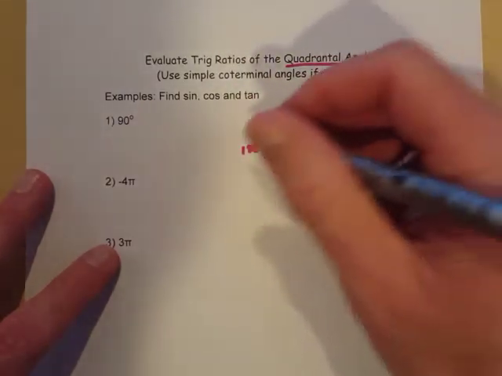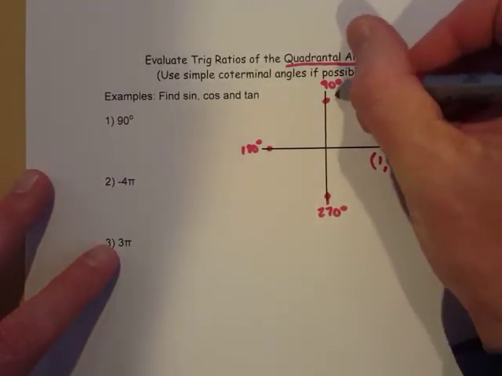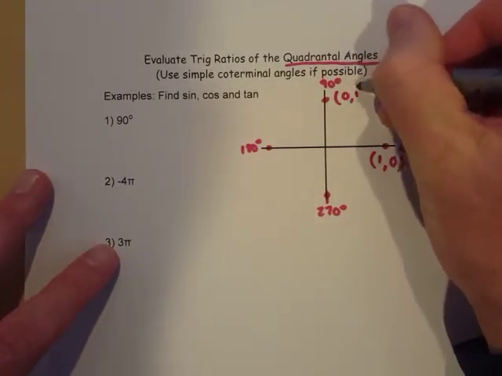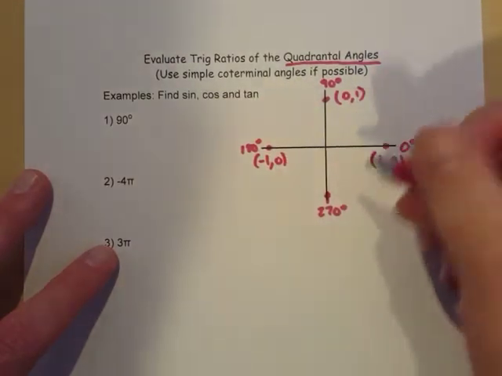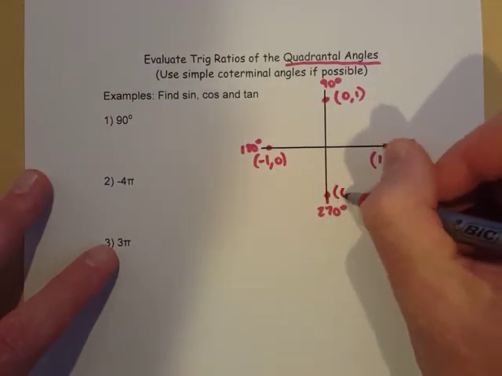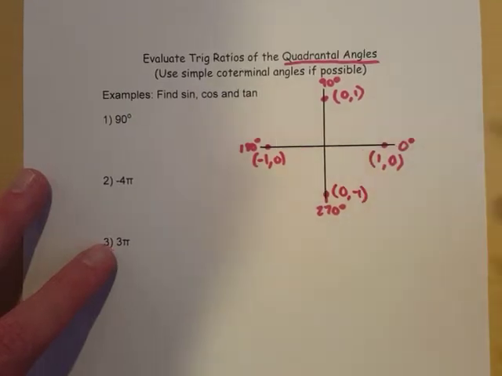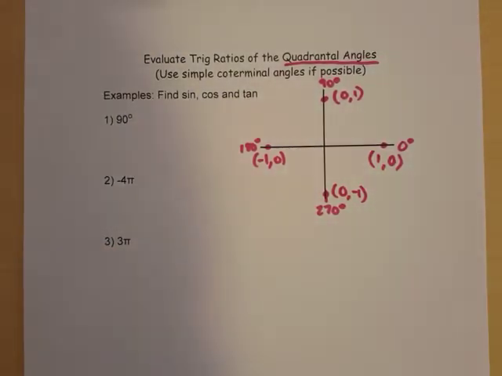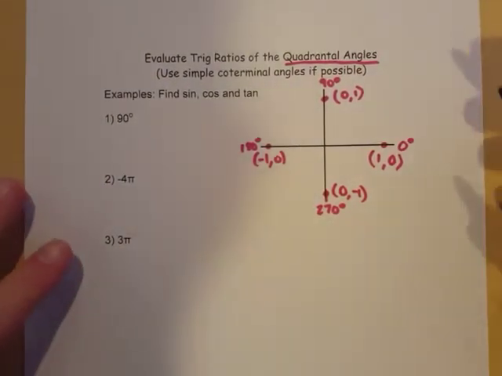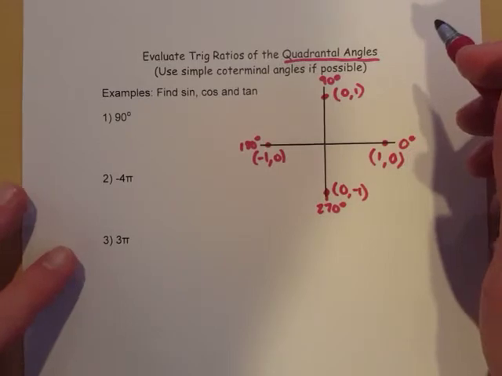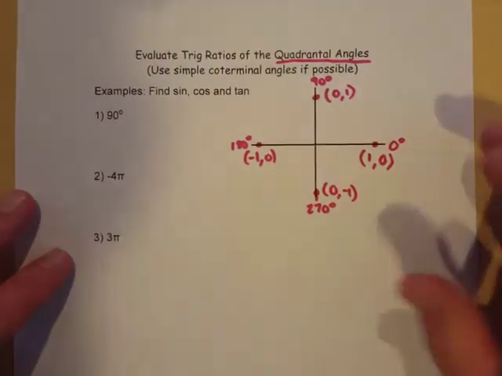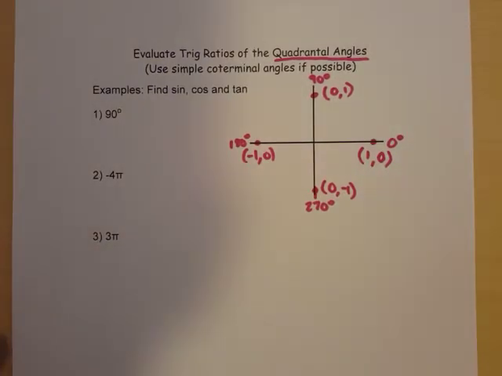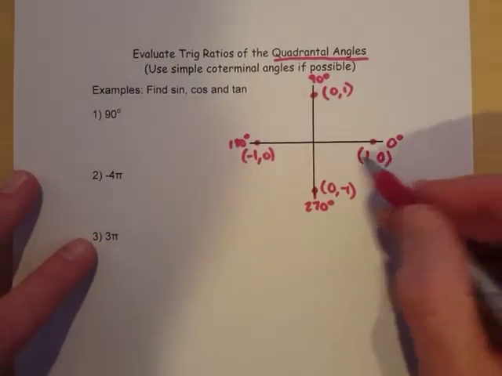And like that, the other points can be labeled as 0, 1, then negative 1, 0, and this one is 0, negative 1. So we are just labeling all the different points so that we know what we can work with when we eventually get there. Now, those are the x's and y's. As we were dealing with our new definitions of sine, cosine, and tangent, we were talking about x's, y's, and r's, and these would be the x's and y's.